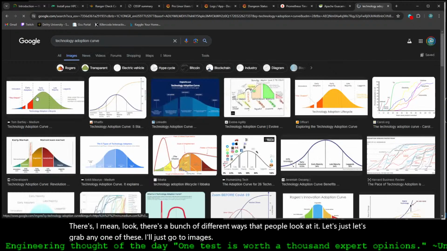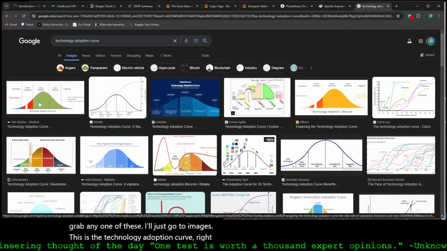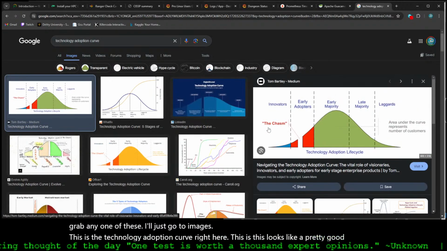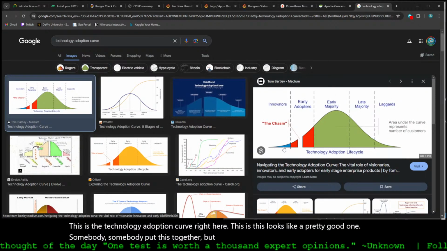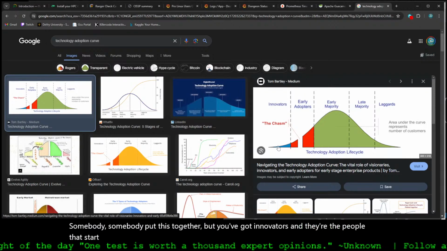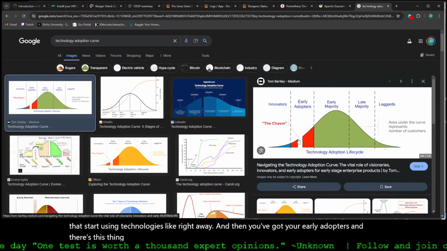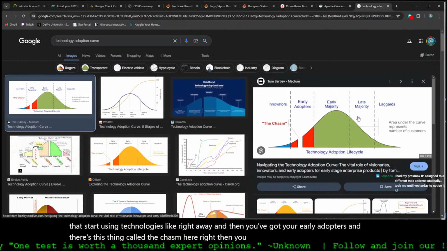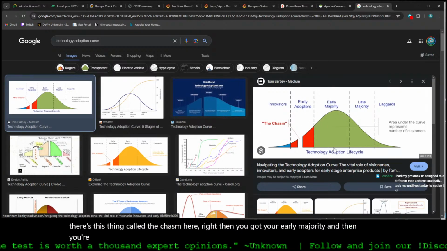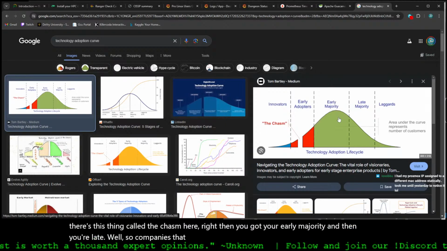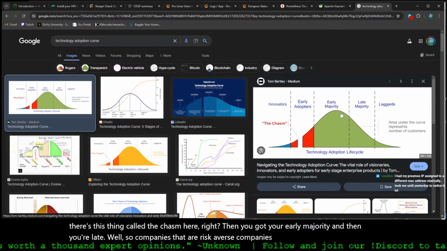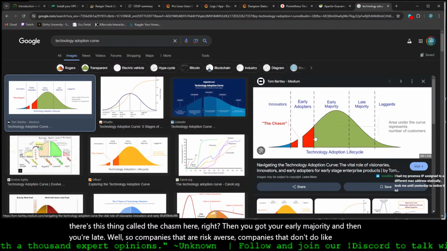This is the technology adoption curve right here. This looks like a pretty good one. Somebody put this together. You've got innovators, and they're the people that start using technologies right away. And then you've got your early adopters, and there's this thing called the chasm here, right? Then you got your early majority, and then your late. Well, so companies that are risk averse.